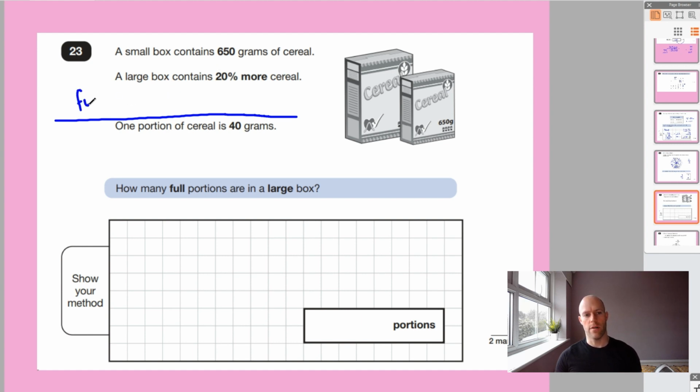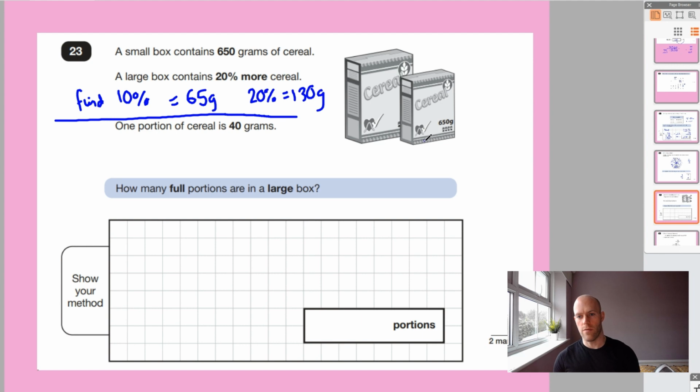Well, with a percentage, I'm always going to find 10% first and double it. So 10% of 650 equals 65 grams. So 20%, let's double that, which makes 130 grams.